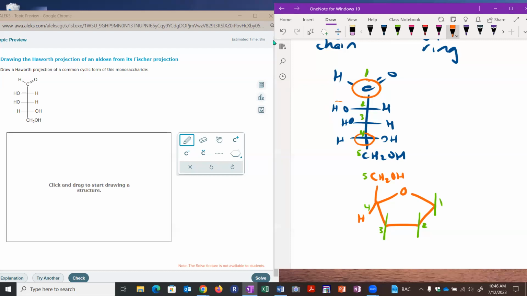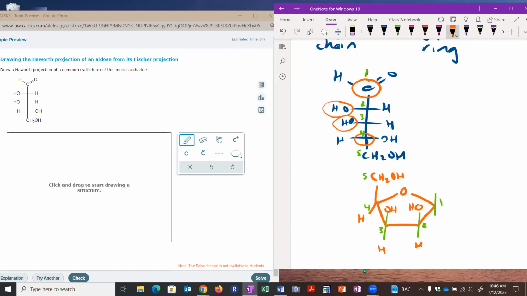So in carbon 2, the OH is on the left side of the Fischer projection, which means in the Haworth it is going to be pointing up. So we'll have an OH here. And on carbon 3, we have an OH to the left. It's going to be pointing up as well. We'll have an OH there. We fill in the H's on the bottom.